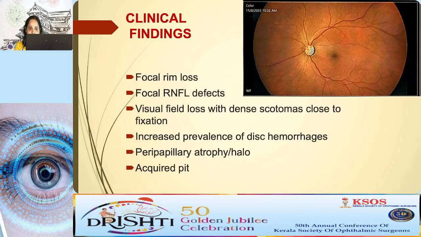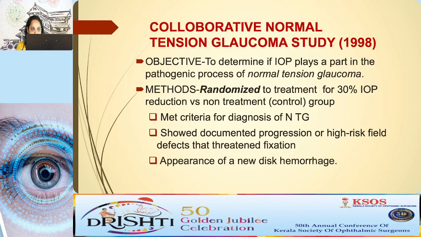The clinical findings in normal tension glaucoma are focal rim loss, focal RNFL defect, visual field loss close to fixation, and increased prevalence of disc hemorrhage, peripapillary atrophy, and acquired pit. So, if the IOP is normal in normal tension glaucoma, is there any role for further decreasing the IOP? The question is answered by the Collaborative Normal Tension Glaucoma Study, which was conducted in 1998.